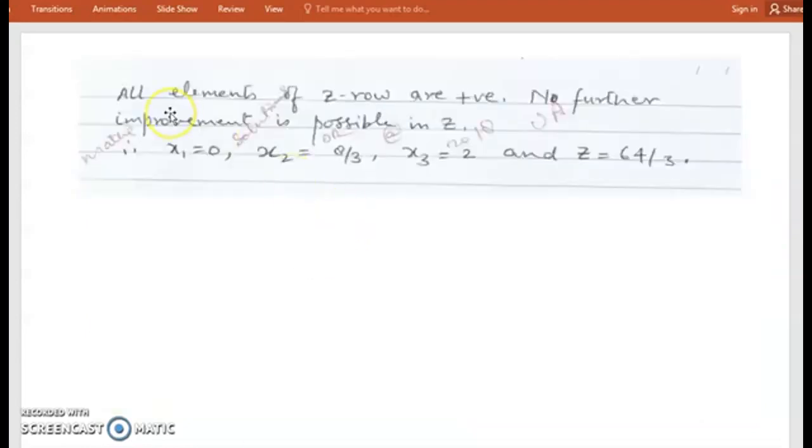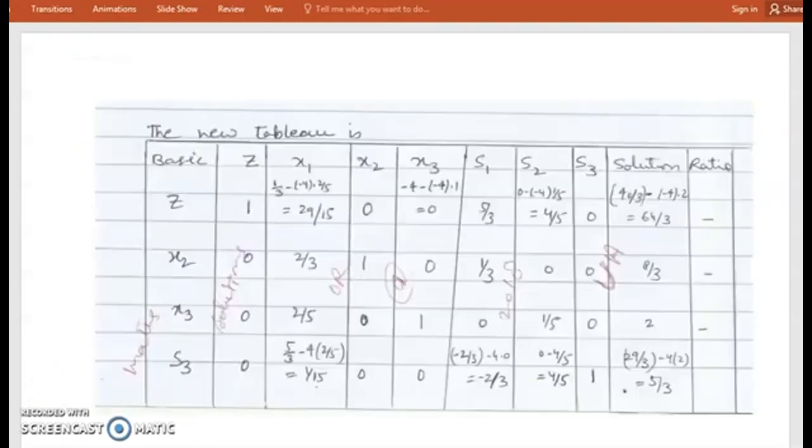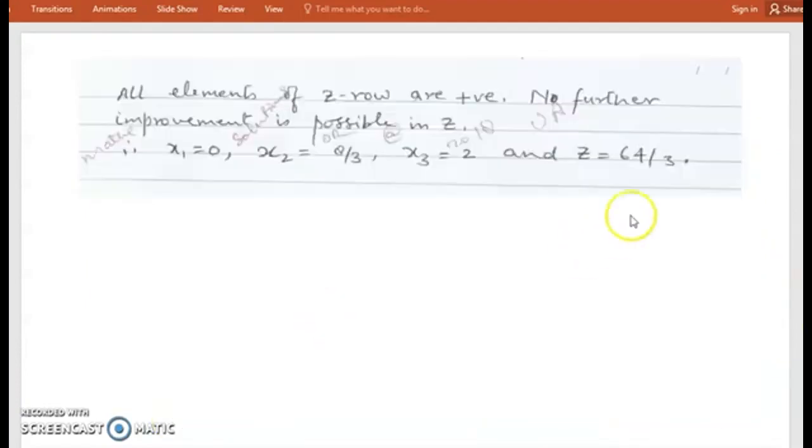Here we can write down the solution: X1 is 0, X2 is 8/3, X3 is 2, and Z is equal to 64/3. We can see this in the table again: X3 is 2, X2 is 8/3, X1 is not existing in the solution, and this is the solution, 64/3. This is what we have written here.